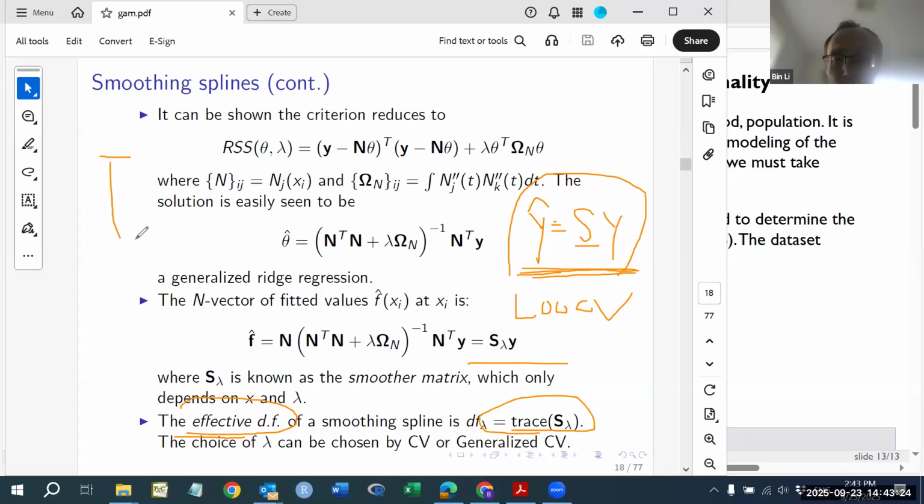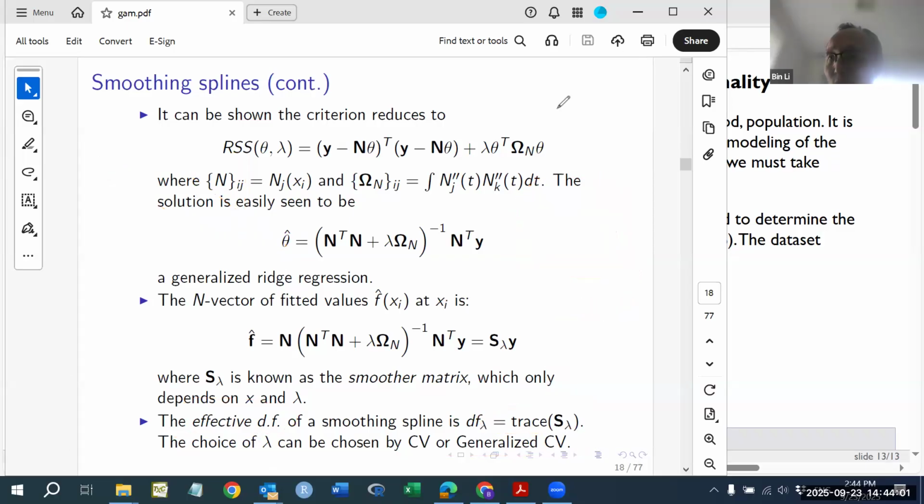That is a very simple concept in matrix algebra. If we have a squared matrix, let's say m by n, since it's squared, we have a diagonal term, right? The sum of the diagonal terms is called the trace of that matrix. So this is called the effective degrees of freedom. And we can choose the lambda through cross-validation or generalized cross-validation.